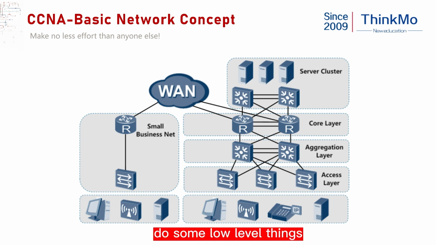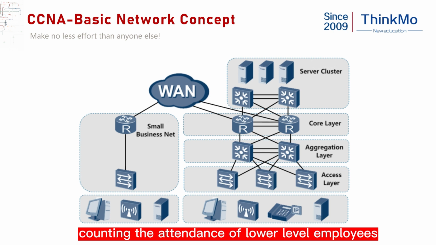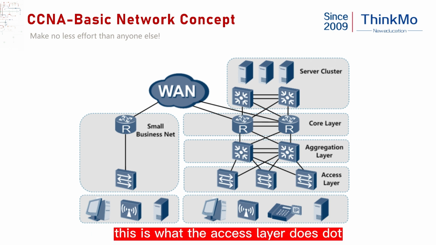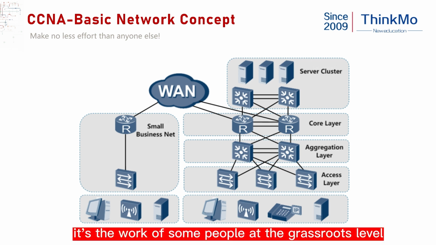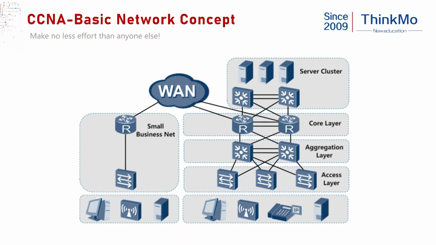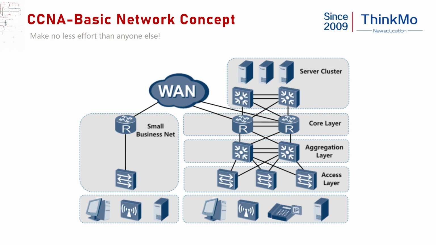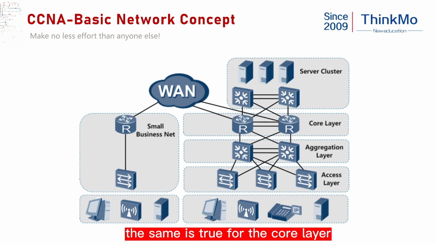Do some low-level things. For example, counting the attendance of lower-level employees. This is what the access layer does. It's the work of some people at the grassroots level. The middle layer of the company is like the aggregation layer. Manage company affairs. For high level, focus on making decisions every day. The same is true for the core layer.